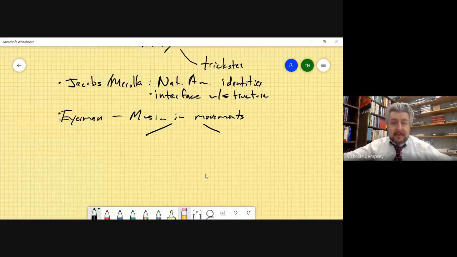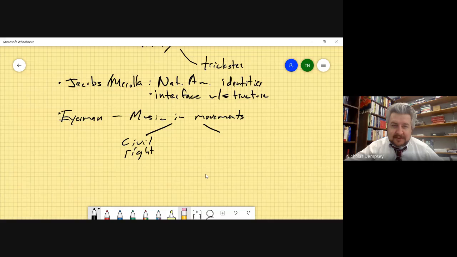With Ehrman, though, remember, he took this curious rhetorical tack, I guess you could say, of looking at two very different movements: the civil rights movement in the U.S. and white supremacists in Scandinavia.